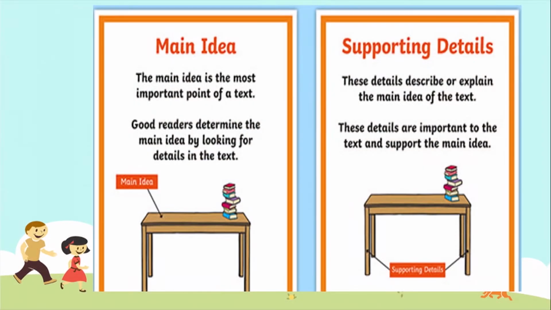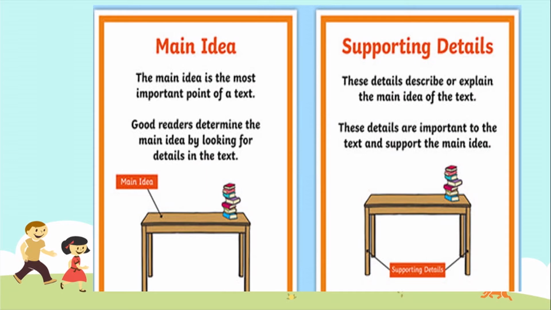Just to recap before we move forward, what is the main idea? It's the most important point of a text. Good readers determine the main idea by looking for details in the text. And we just did that 4 times, and you did so well. Supporting details describe or explain the main idea of the text. These details are important to the text and support the main idea. Let's look at the table again.